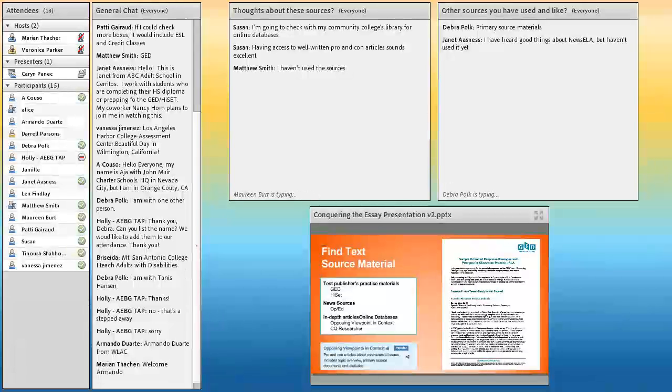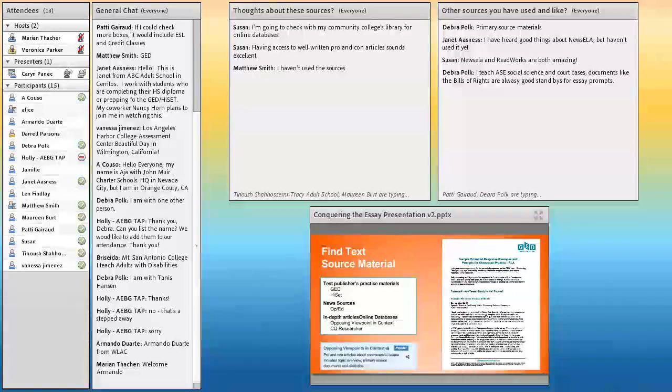Oh, Janet says, I've heard good things about News ELA, but I haven't used it yet. One of my coworkers also mentioned that she uses News ELA, so I'm going to actually jot that down. And I look forward to checking it out myself. And ReadWorks. So ReadWorks, yes, another coworker just mentioned ReadWorks, and that has some questions associated with it as well, she mentioned. Okay, you haven't used the sources.